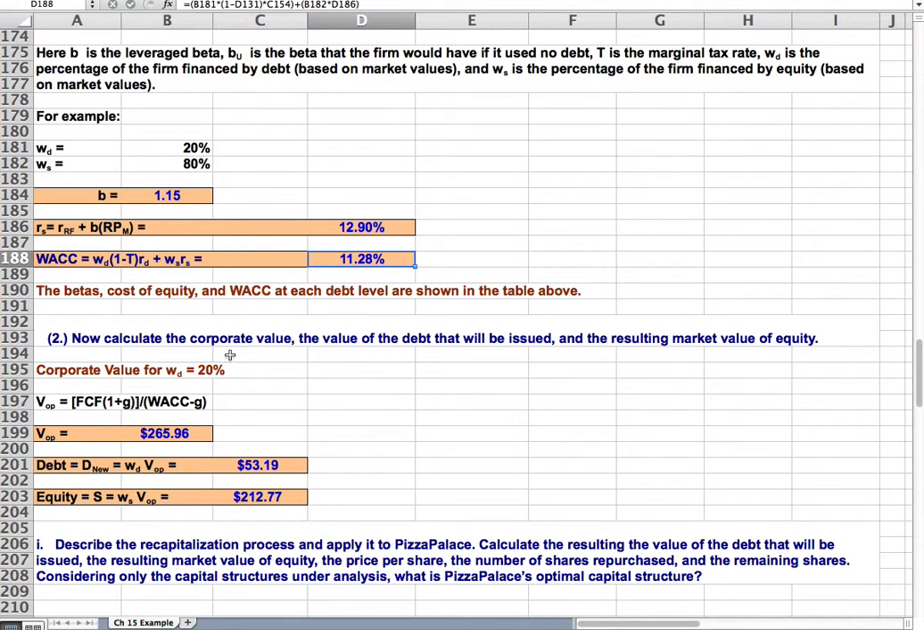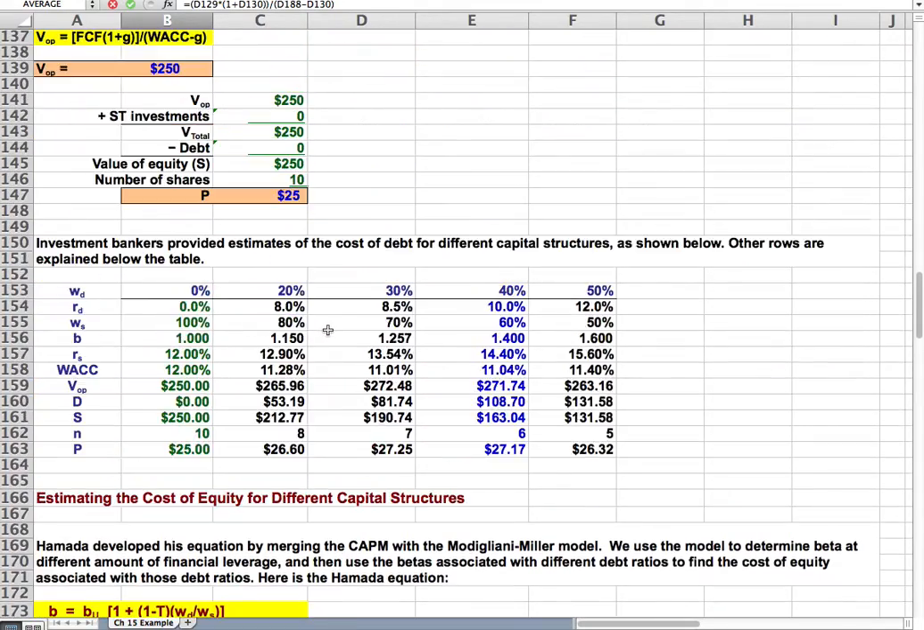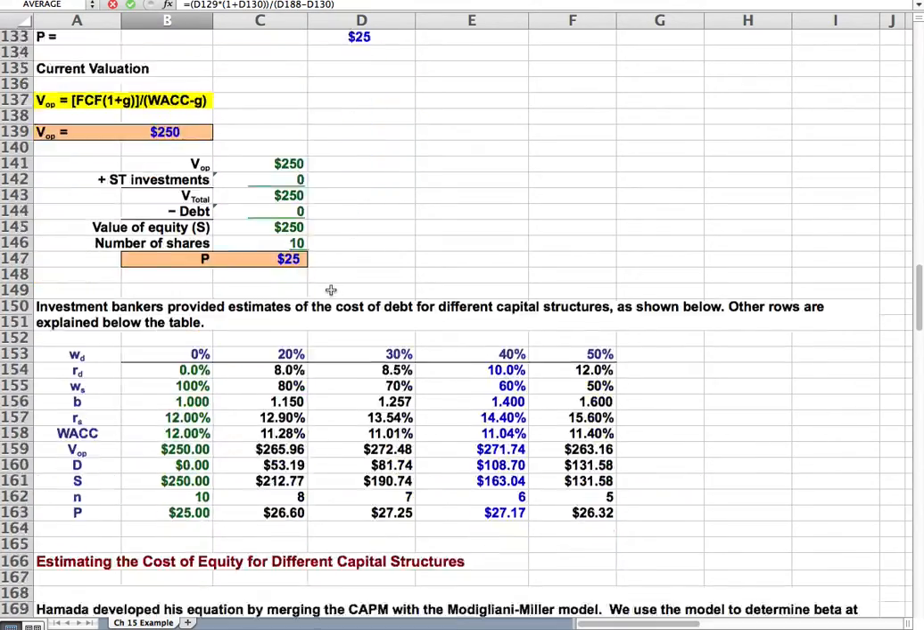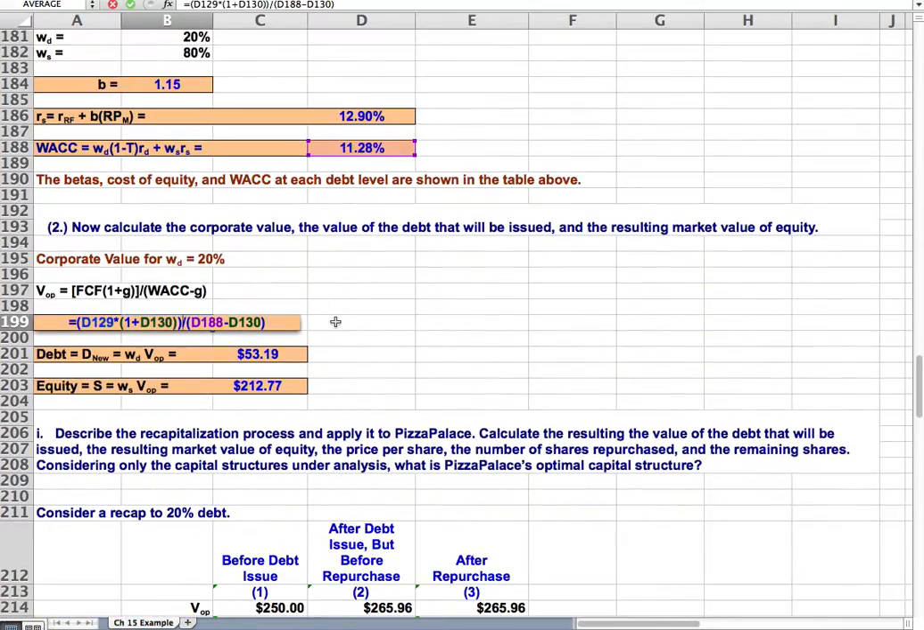Now we're going to calculate the corporate value with 20% debt. The value of the operations is free cash flow. Remember, we had zero growth, so these are going to zero out, divided by weighted average cost of capital. So D129, free cash flow was 30 divided by the weighted average cost of capital, 11.28, is 265.96. And the last thing we do is say, well, how much of that is debt?